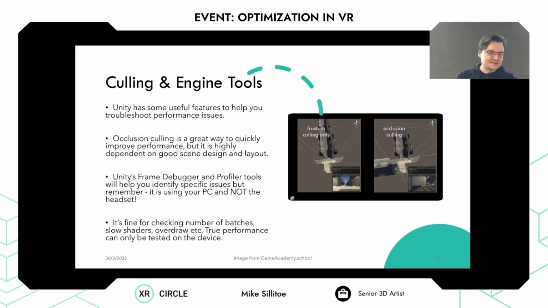I always recommend testing on the headset as much as you can because otherwise, you'll end up in situations where maybe you add a really high poly asset, or a really advanced asset, I should say. And if you don't test it at the time, then you don't know what kind of impact that's having. And if you test much later and there's a lot of slowdown, it takes a lot longer to figure out what's going on. But at least the frame debugger will help you figure these things out. It's fine for checking the number of batches, slow shaders, overdraw, and so on, but the true performance can only be tested on the device, and that's really important.